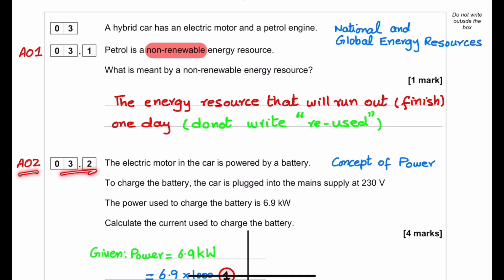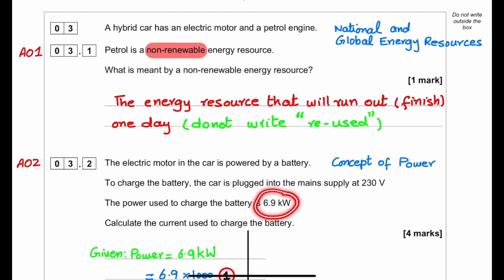3.2 is an AO2 question, and this question is from the concept of power. The electric motor in the car is powered by a battery. To charge the battery, the car is plugged into the mains supply at 230 volts. The potential difference is given, 230 volts. The power used to charge the battery is 6.9 kilowatts.